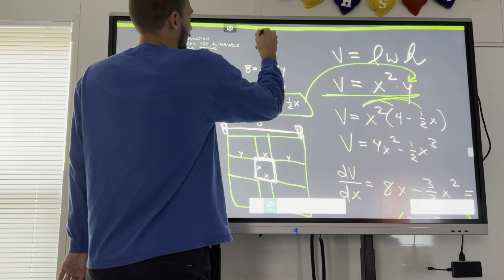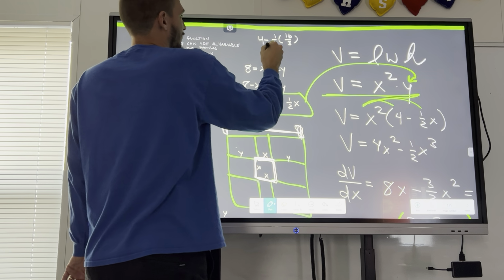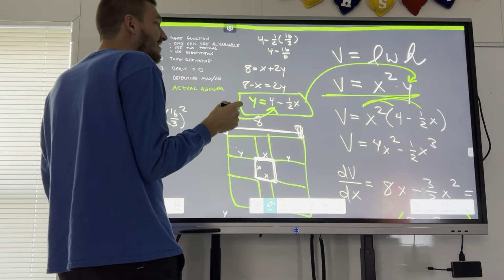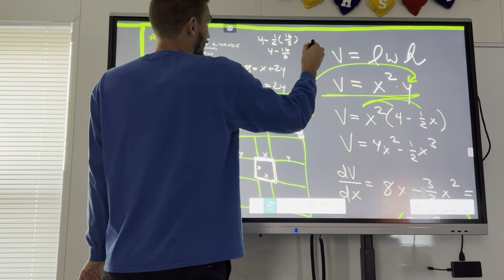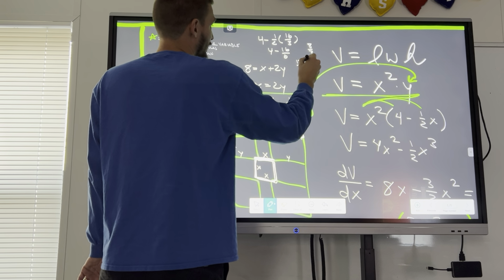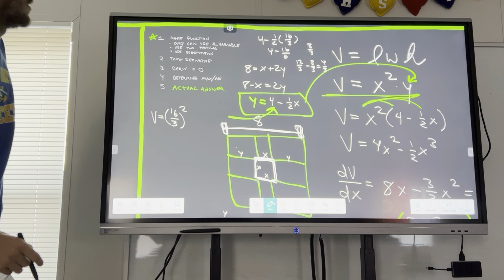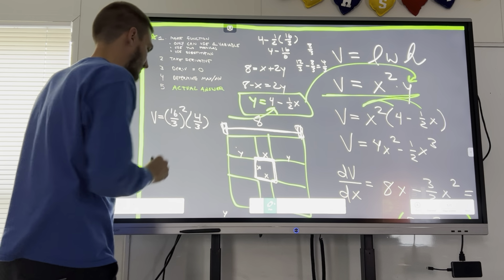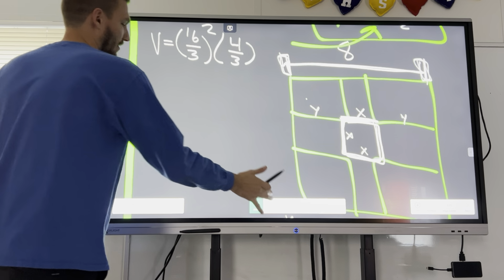So that would be 4 minus 1/2 times 16/3, which is going to be 4 minus 16/6, which can be simplified to 8/3. And then we can make 4 into 12/3, minus 8/3, which is going to be equal to 4/3. Maybe I did that a little too fast, maybe I wrote that a little too small, but you guys can do that.